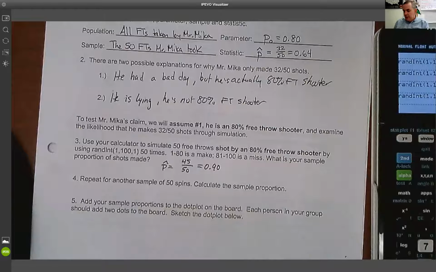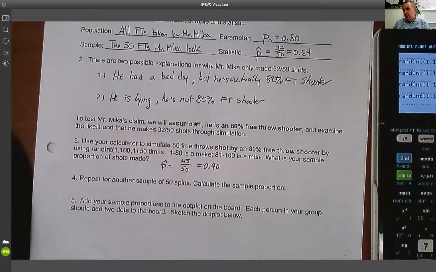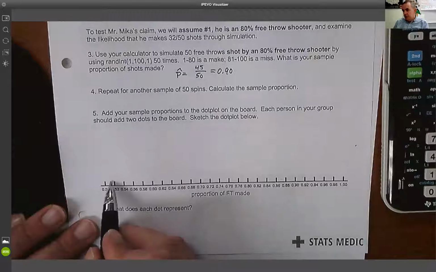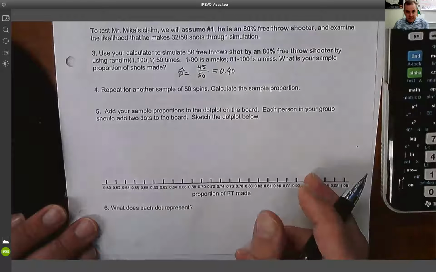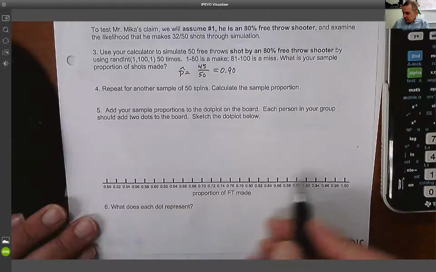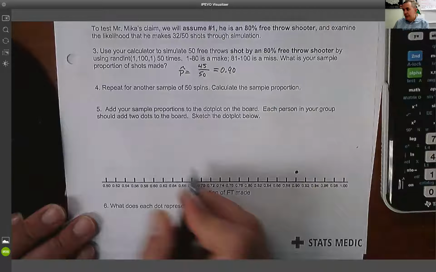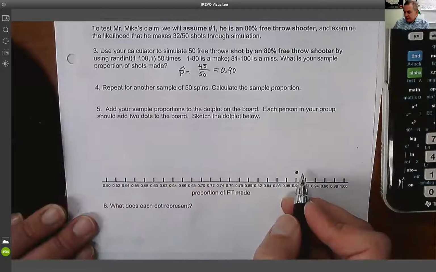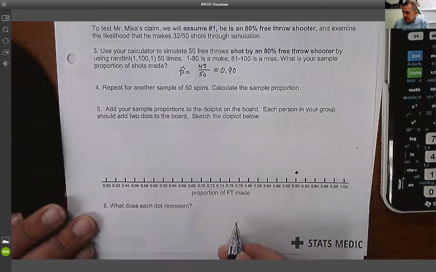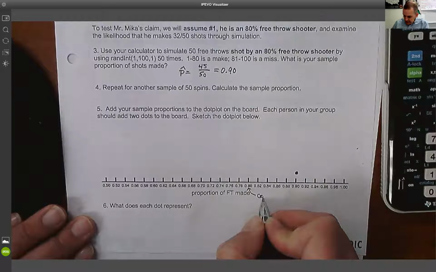And again, when I go to do this, we're going to get a sampling distribution that's going to fill in here. The sampling distribution will show all of your samples of 50. So for me, I got a 90. We're going to repeat that process, and we're going to get a layout of all the possible shots he could take. And I'm going to tell you right now, they're going to center right here at 80%.